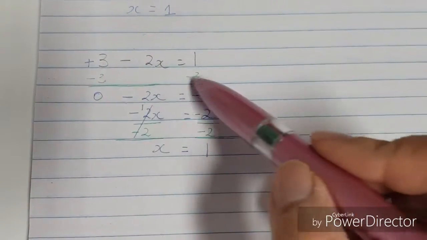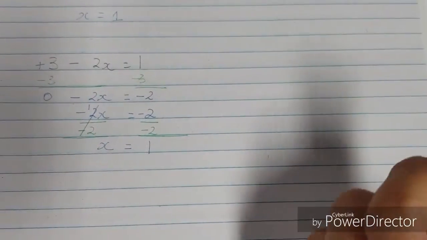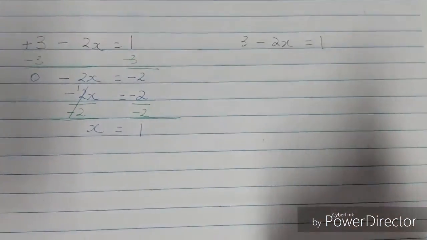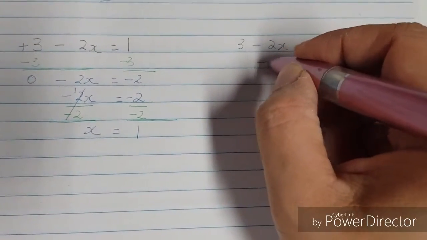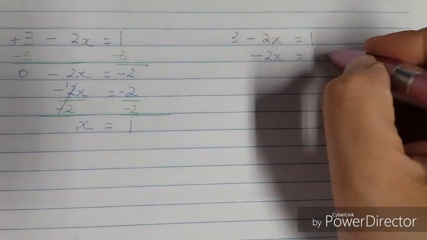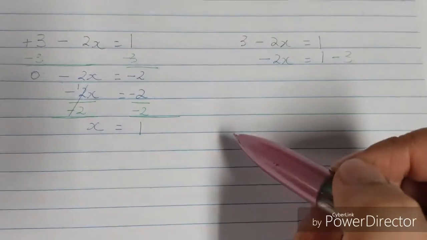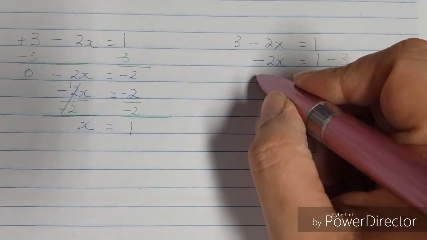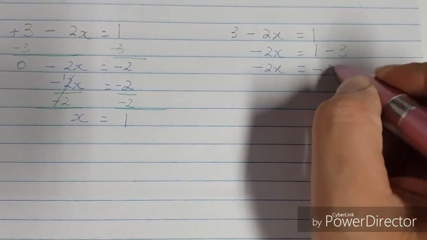Now if you don't like showing it like this, another way to show it that is the same way is like this. So we've got 3 take away 2x equals 1. What's happening is, we're going to take away 3. So -2x equals 1 take 3, because we want to take away 3. Now notice I've removed the 3 on this side because it's already been accounted for here. Let's keep going to the next line. We've got -2x, line up my equal signs, 1 take away 3 is -2.